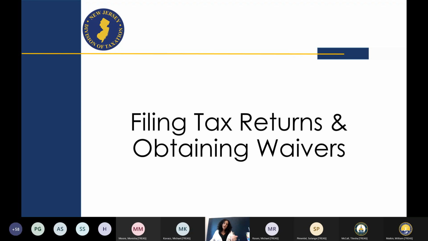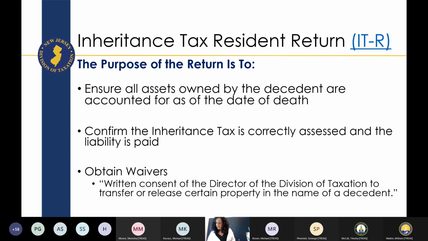Okay. So I'm going to talk a little bit just about filing the tax returns and how you're going to obtain waivers, which is still that magic word. So basically, we understand it's a really sad tax if you think about it. It's an upsetting time for everybody. People really want to move on with their life. We get it. Nobody wants to be taxed.